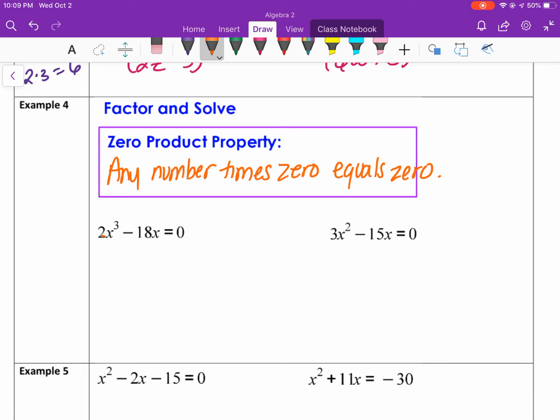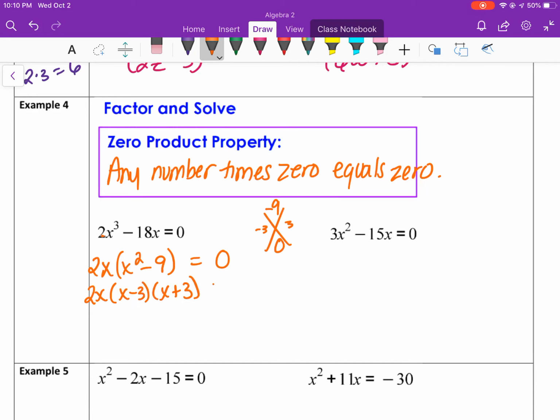First I'm going to take out my GCF, which 2 and 18 are both divisible by 2, and then x cubed and x, I can take out an x. That will leave me with an x squared minus 9. I can continue to factor, so it's a difference of perfect squares there, but if you don't see that, what multiplies to negative 9 but adds up to 0 because I don't have an x term, that's negative 3 and positive 3. So this will factor to x minus 3 and x plus 3.